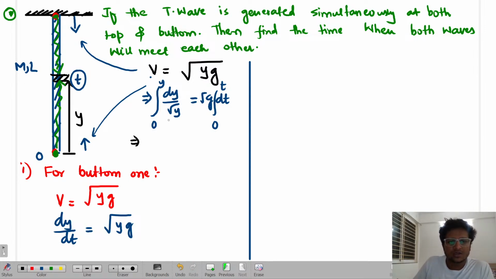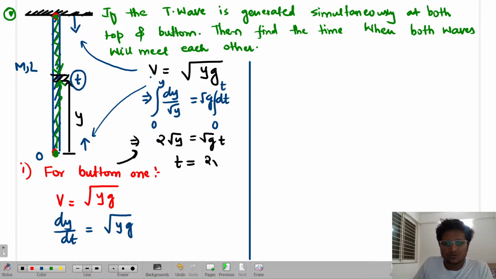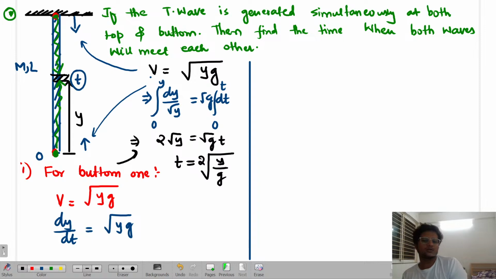If you integrate it, it's once again the same integration. I'm writing it directly: 2 root y equals root g t, and the time taken by the wave to go from the bottom to this point is 2 root under y by g. Is that clear or not? Root under y by g. Is the first part clear, Chandra? Is this clear for you?